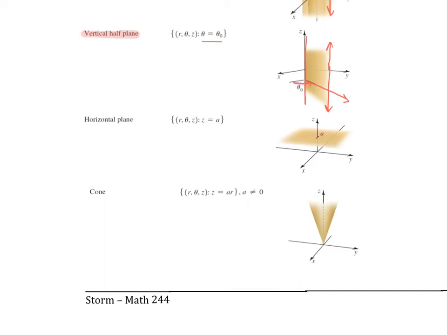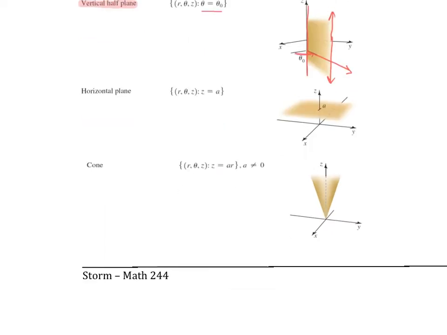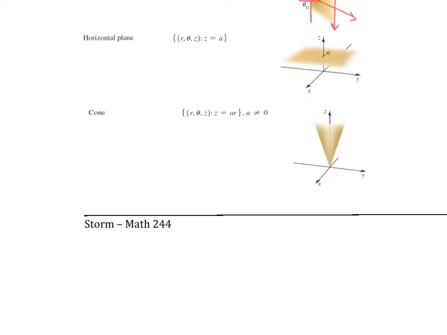Another shape that we may see in cylindrical coordinates is this horizontal plane. The equation for a horizontal plane is just a z value. So you just go up to some z value, and remember our thetas are all the way around in this case, and our r values are all the way out. And this would give us a horizontal plane.